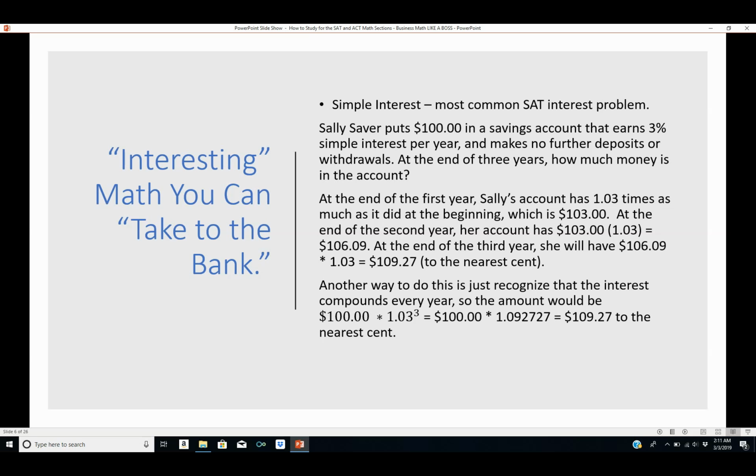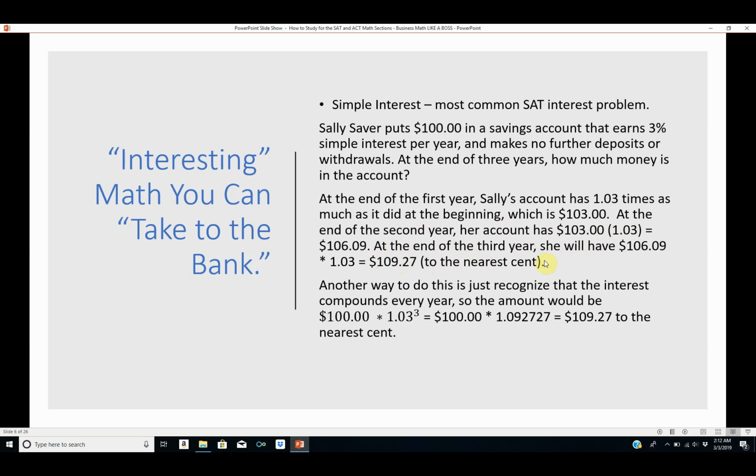Well, at the end of the first year, Sally's account has 1.03 times as much as it did at the beginning, which is $103. At the end of the second year, her account has $103 times 1.03, because that's 1 plus 3%, which is $106.09. At the end of the third year, she'll have $106.09 times 1.03, which is $109.27 to the nearest cent.